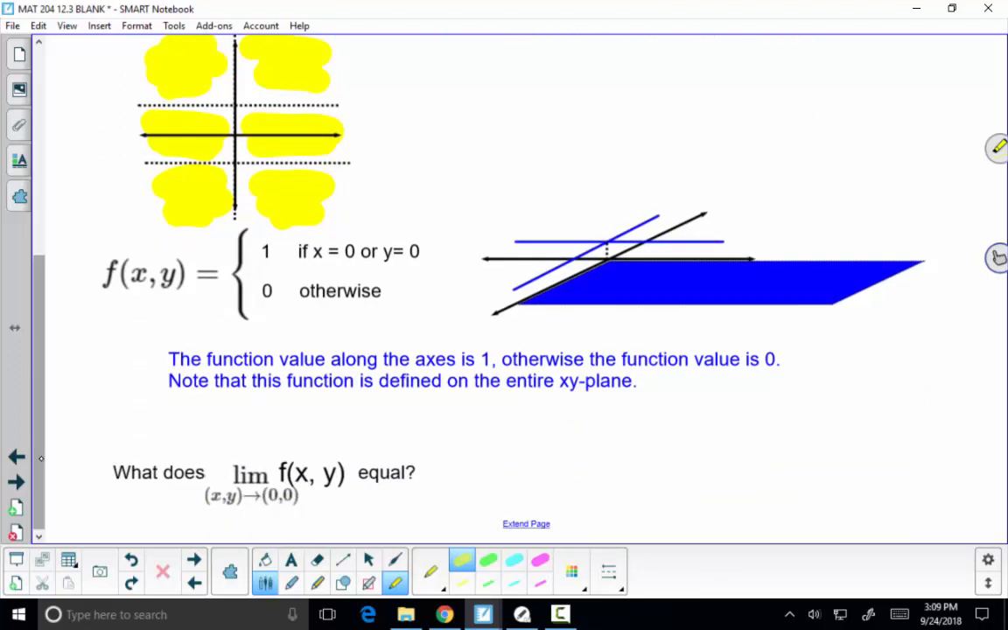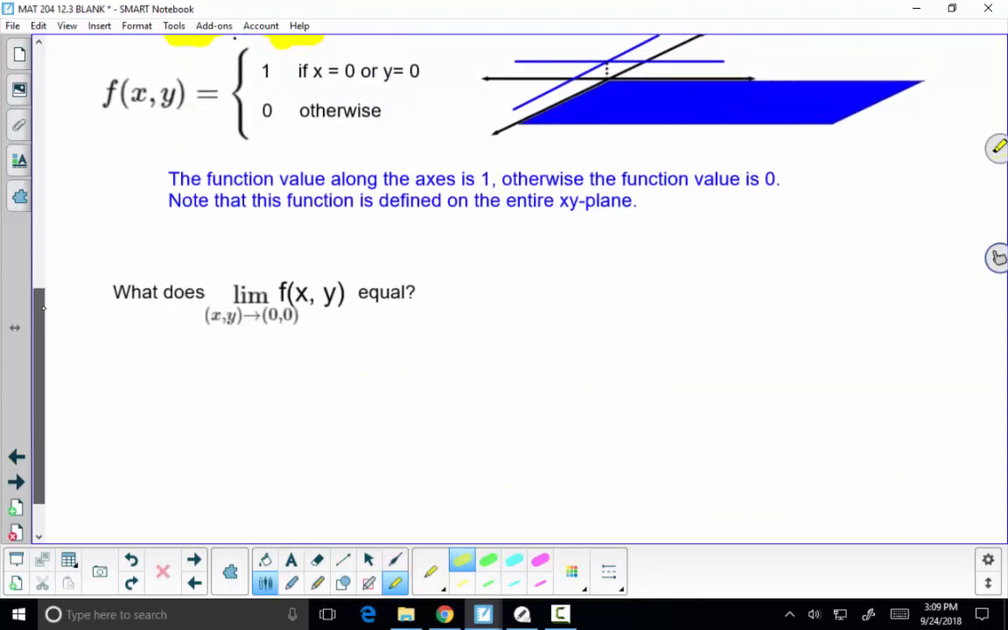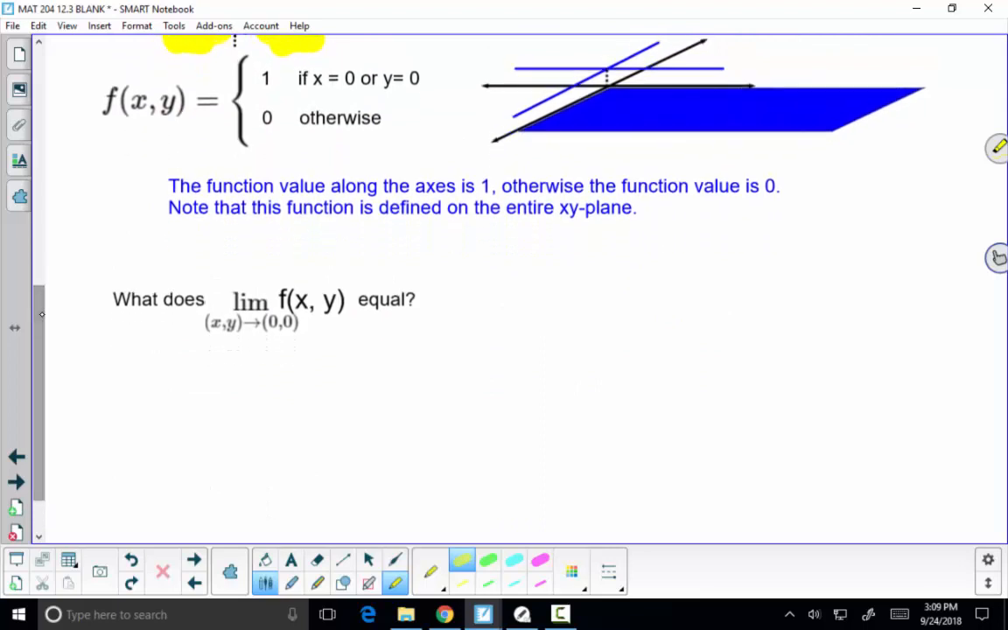So let's look at this abstract example. Let's first make sure we're all looking at the graph of this surface, or this function. Maybe that's not great to call that a surface, but this function has a value of 1 if you're on an axis, and it has a value of 0 if you're not on an axis. I've tried to highlight to give you a sense of what it looks like.